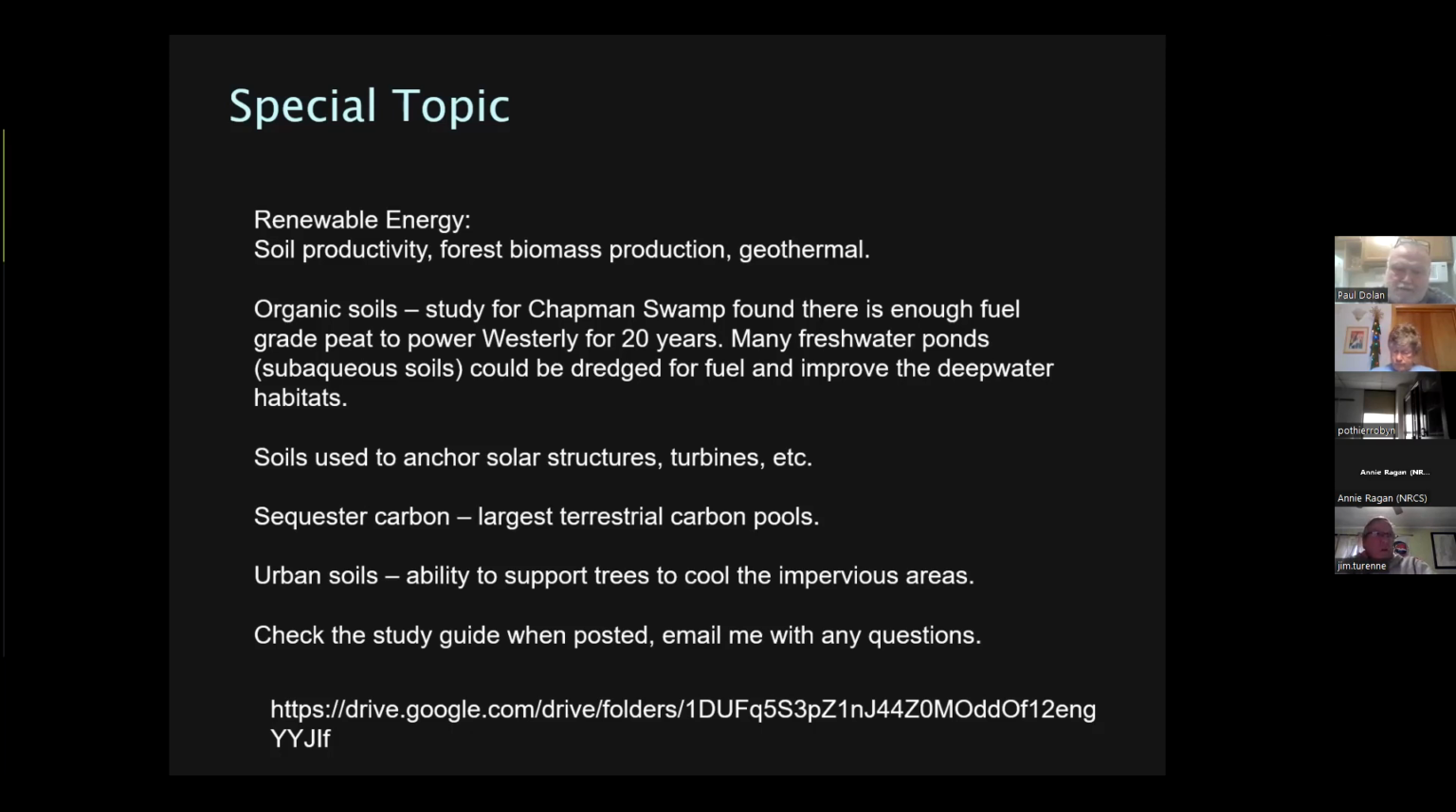I mentioned the soil used to anchor solar structures, turbines, etc. So basically a support thing, whether or not those soils can support engineering structures on them, sequestering carbon. Largest terrestrial carbon pool is in the soils. Also think about urban soils, especially in New York, where you're going, where all of New York City was basically mapped to the series level, even in their urban areas. And they do a lot of work with whether or not the soil can grow trees to keep your impervious areas cool in the summertime.